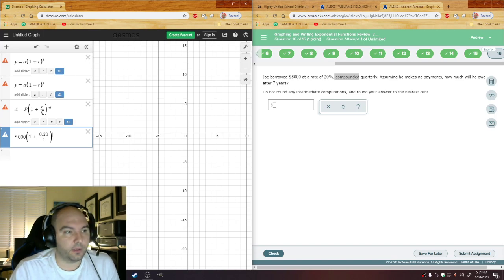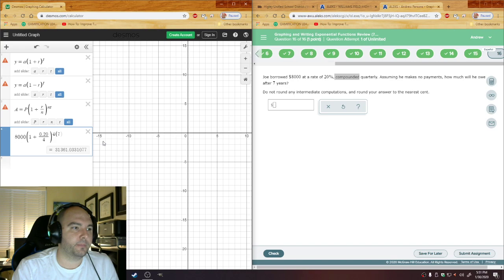Don't forget. Okay, in the exponent, there also is an n. So I'm not going to just put 4 down here. I'm going to raise it to the 4 times the number of years I want to know about, which is 7.